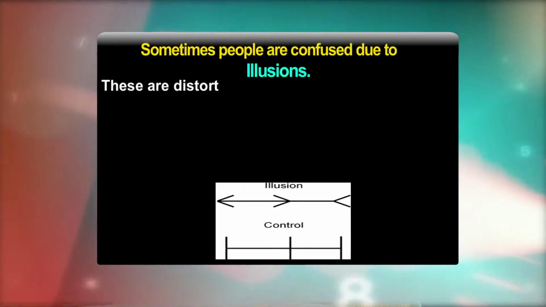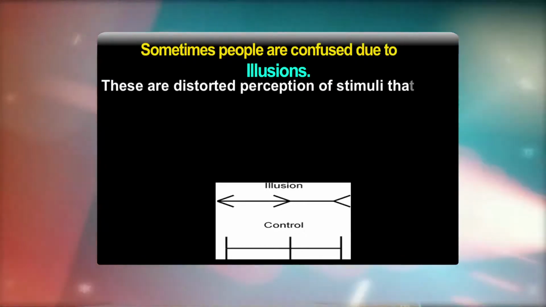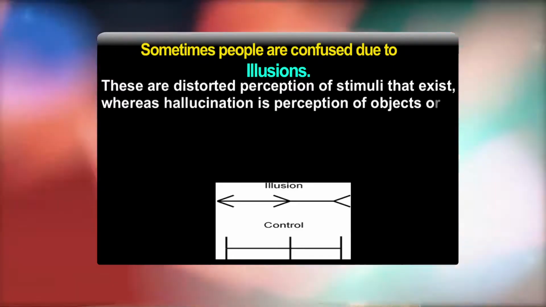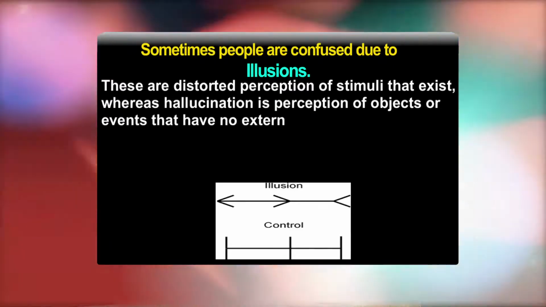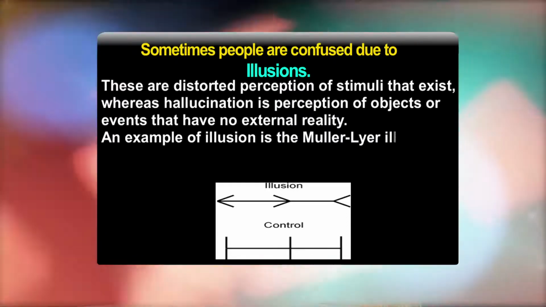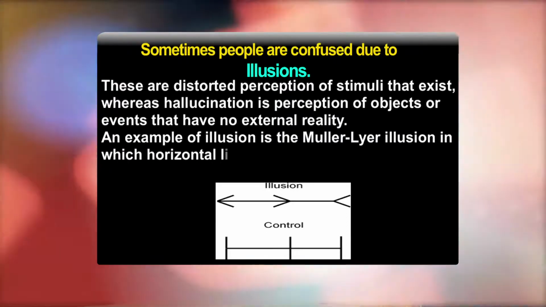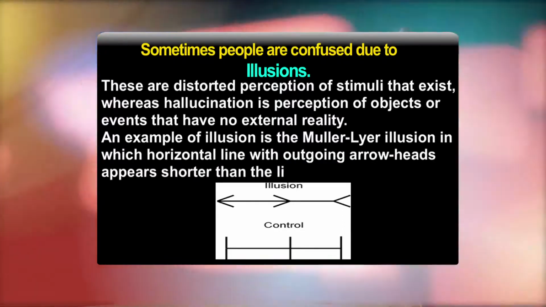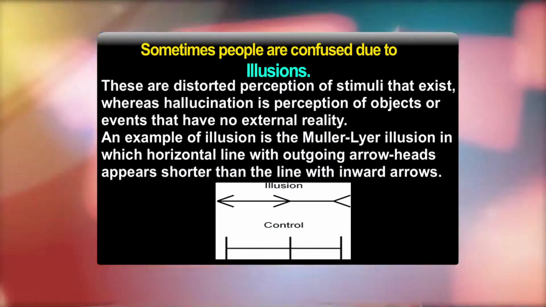Illusions are distorted perceptions of stimuli that exist, whereas hallucination is perception of objects or events that have no external reality. An example of illusion is the Muller-Lyer illusion, in which a horizontal line with outgoing arrowheads appears shorter than the line with inward arrows.